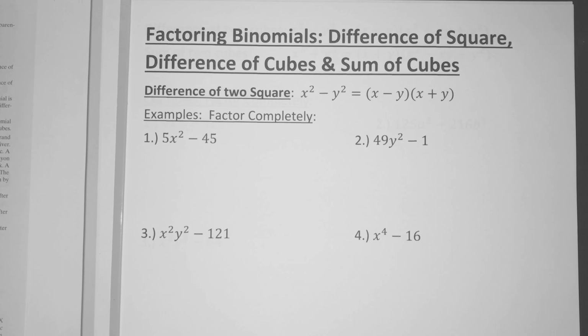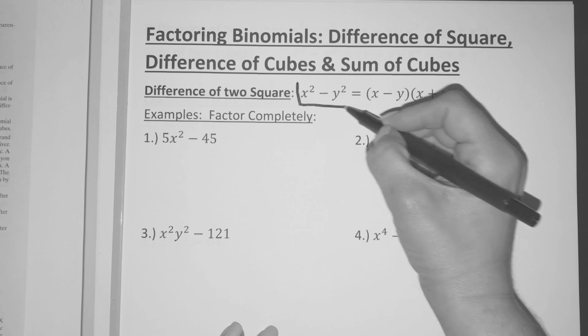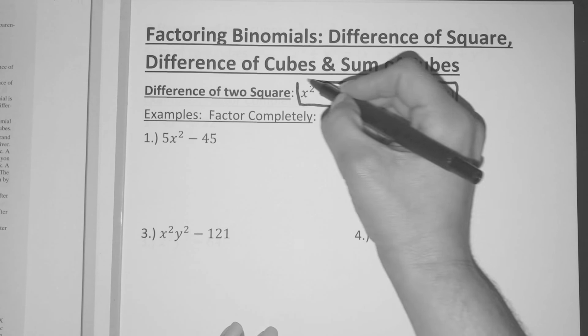In this video, we're going to learn how to factor binomials, or two terms, and we're going to look at difference of squares, difference of cubes, and sum of cubes. So we'll start with the formula for difference of squares. This is the general formula here, and we want to use this formula to factor.